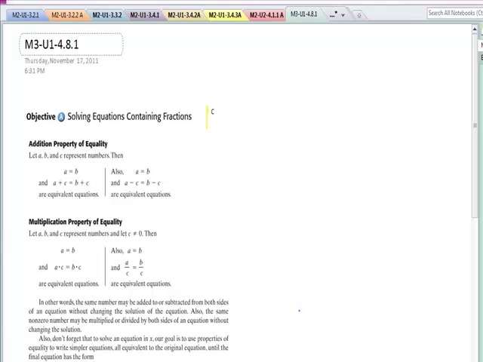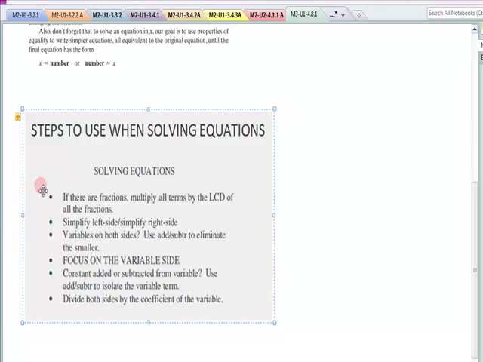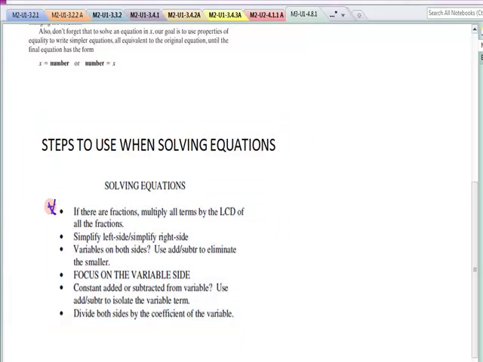We're going to continue to solve equations, and the thing that's going to be different will be the fact that these will have fractions in them. So that is certainly something new. All of the properties that we've studied so far are the same. What's new is this very first step, which I've been marking as chapter 4 in the past, but it says if there are fractions, multiply all terms by the LCD of all the fractions.